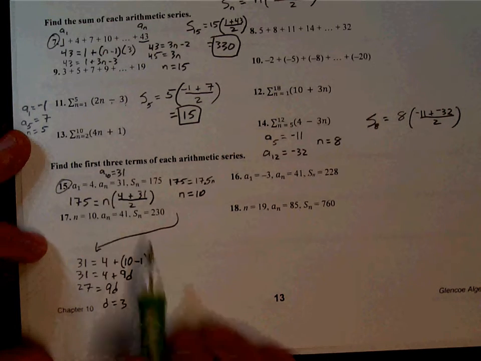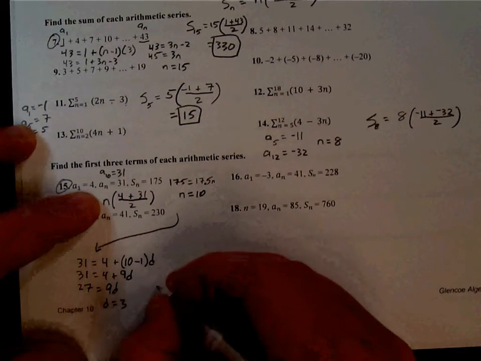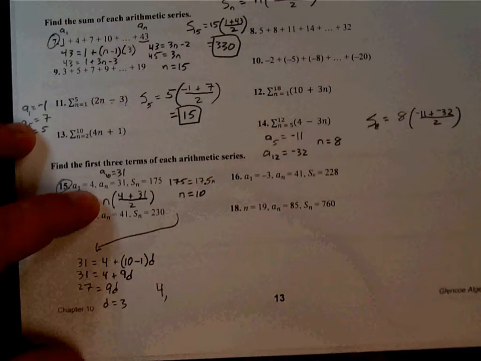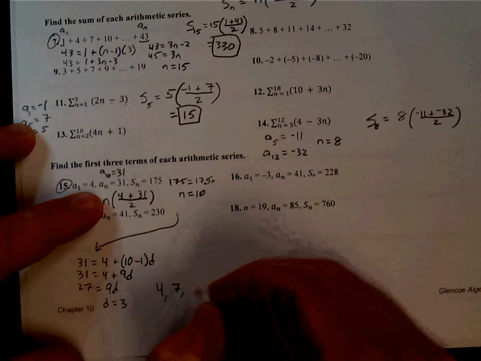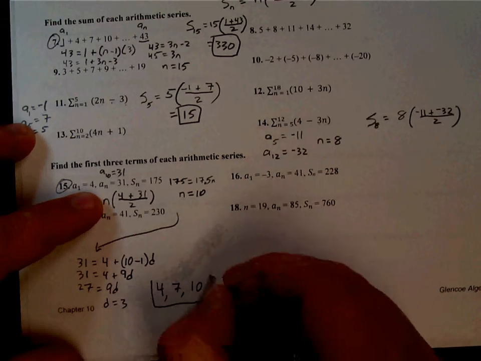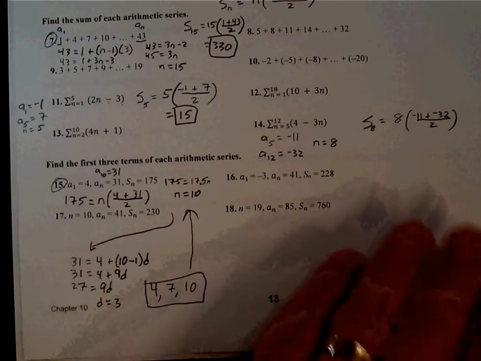Finally know what d is, so now let's go ahead and find the first 3 terms. The first term was 4. It gave me that. Now add 3. So if you add 4 to 3, you get 7. Add 3 again, you get 10. So there's my first 3 terms. That's for question number 15. A little bit of work on that problem.